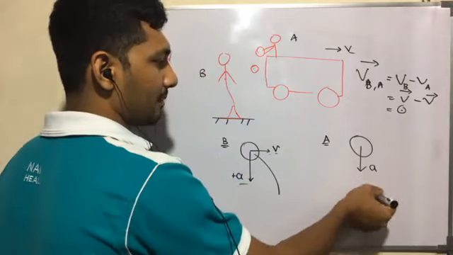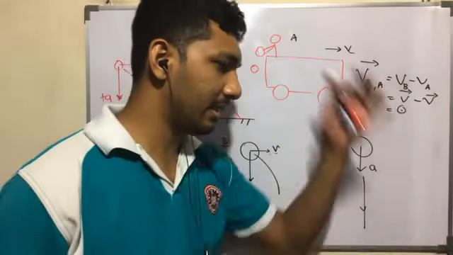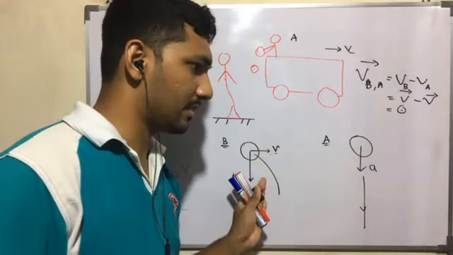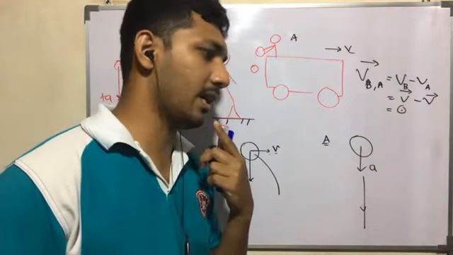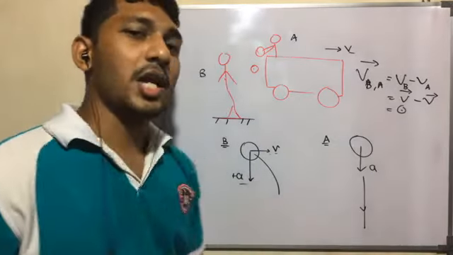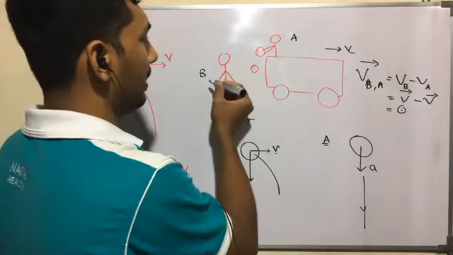So what's the path? This is the path. So A will see vertical downwards, B will see a path like this. So the correct answer would be the second answer, right? Second answer. So you try what is the path of the ball for A and B.